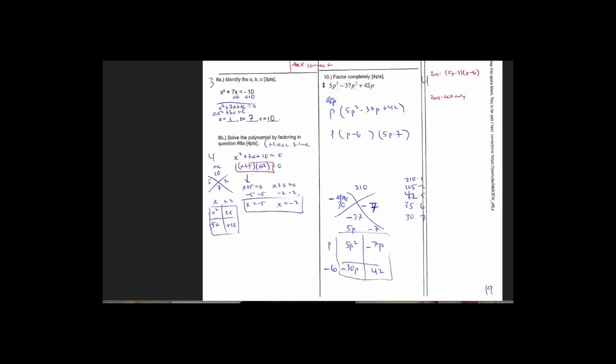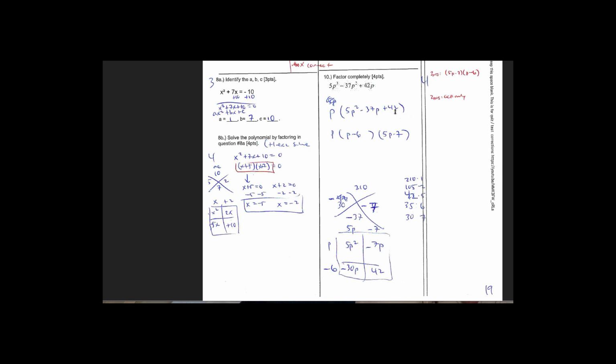All right, question number 5. Factor completely 5p to the third minus 37p squared plus 42p. The first thing you should recognize is the third power. And half of 3 is 1.5, so you can't use the Xbox method, but if you take out a p, your GCF is a p. This has a p, 3 of them, p times p times p, p times p, and just a p, so they recognize they have a p.